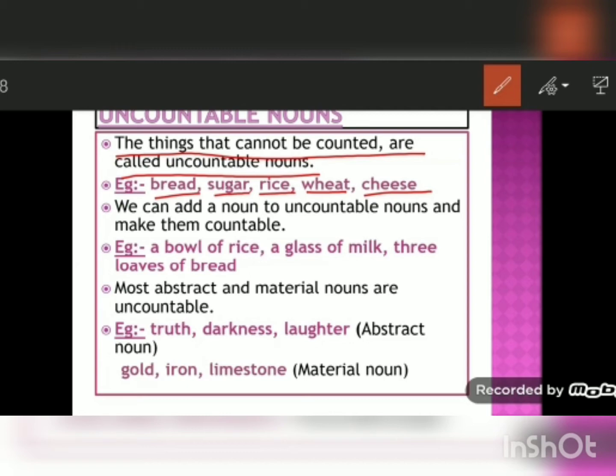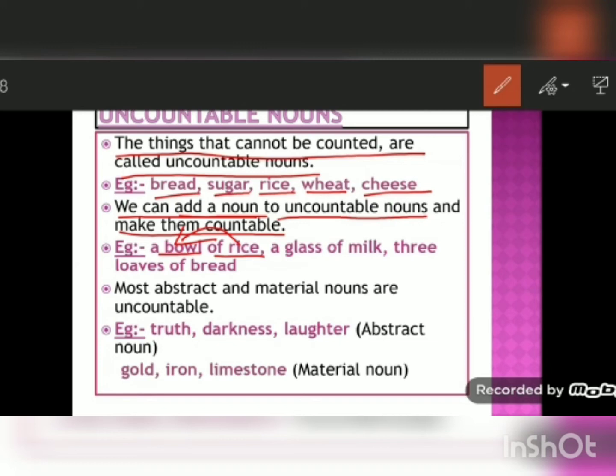So in order to make these uncountable nouns countable, we can add a noun to uncountable nouns and make them countable. So how can we add a noun? For example, a bowl of rice. So here rice is uncountable noun and we have added bowl as a noun before it in order to make it countable. So I want a bowl of rice.